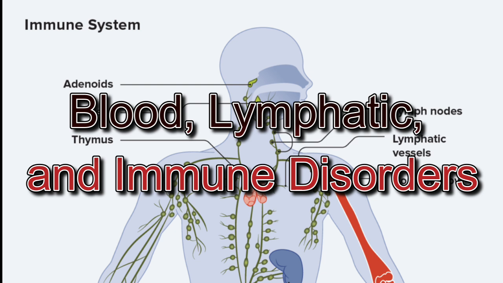Hodgkin's most commonly affects those aged 15 to 35 or over 50. The other lymphomas mainly occur in people over 60. The cause is unknown, but they may run in families. They are also more common in those with reduced immunity and may be triggered by certain infections.